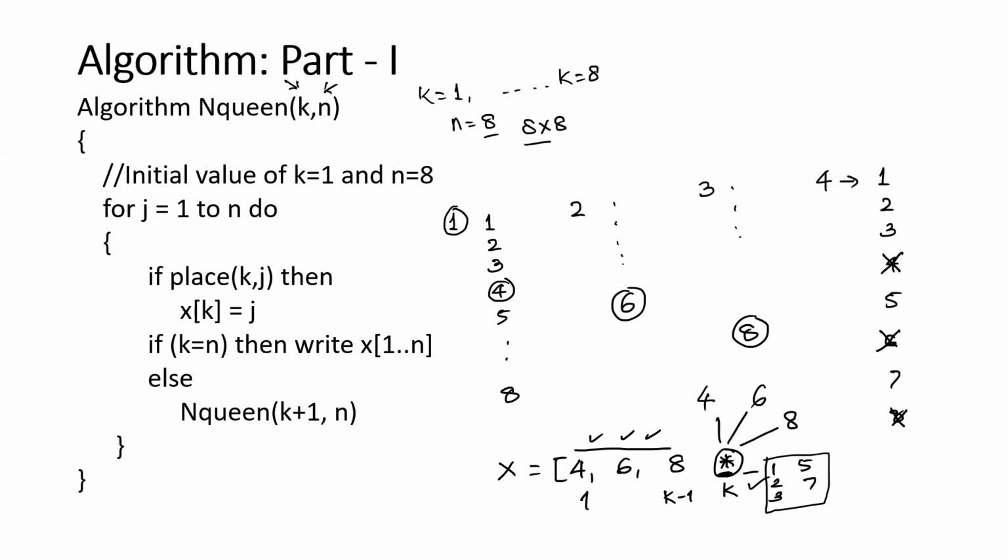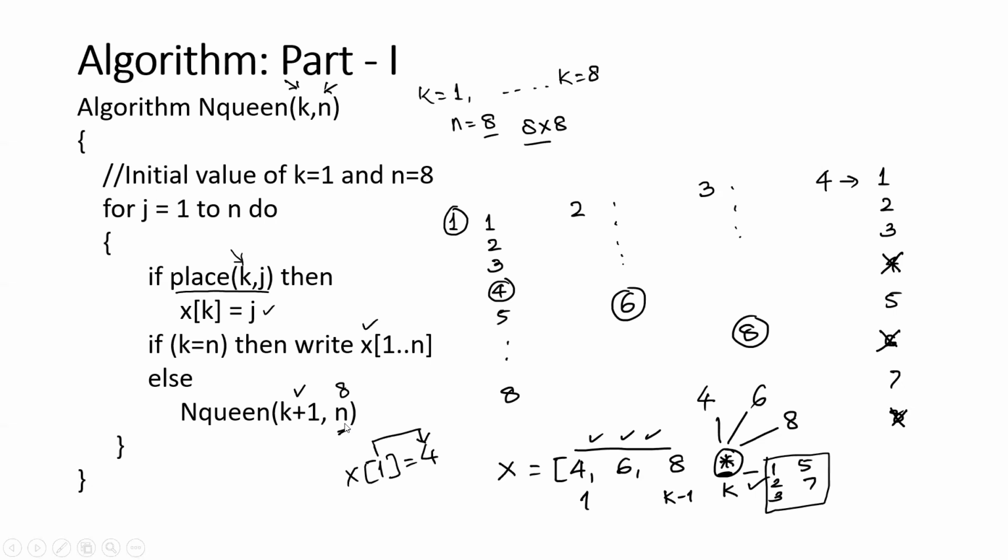Place k comma j is the next algorithm, which will check whether the column j is valid for the queen k. Okay, and if it is valid, it will place x of k equal to j. It means that x of 1 equals 4: the first queen is in the fourth column. And if k equal to n, that is our regular idea, write x 1 to n, that is your output array. Otherwise, increase the value of queen and continue with the same number of columns.